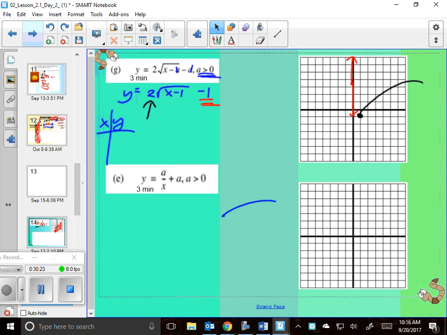So, looking at that graph, what's its domain and range? What's the lowest it goes? -1. And then it just keeps going up forever, right? There you go. That's how you get its range.